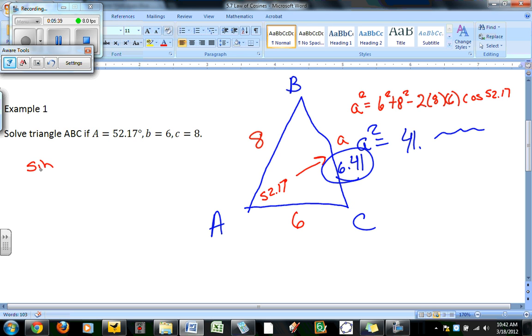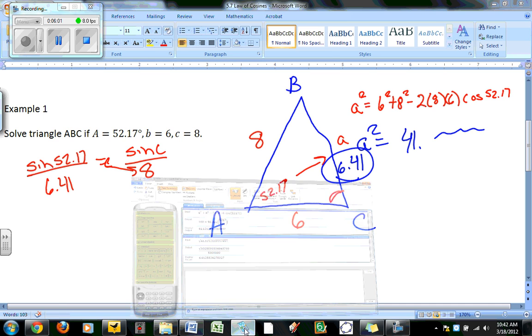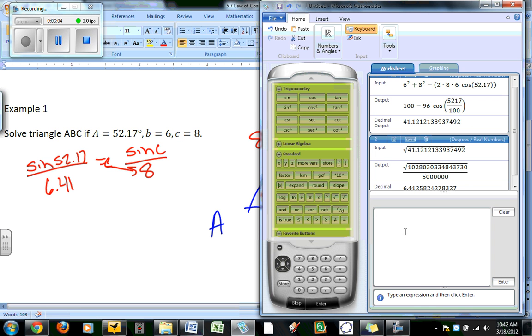When you say the sine of 52.17 divided by 6.41 equals, let's say we're solving for angle C, the sine of C all over 8. We all know how to do the law of sines. We're going to cross multiply and then divide. So it'll be 8 times the sine of 52.17.